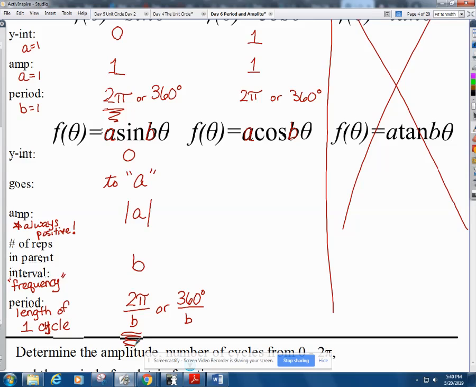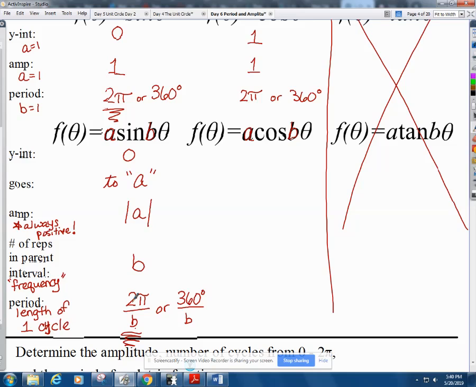So if you had a b value of 6, then in degrees, it's easy. 360 divided by 6 is 60 degrees. So each cycle would be 60 degrees, and you'd have 6 of them from 0 to 360. In terms of radians, it'd be 2 pi over 6, and that would simplify to pi over 3. So pi over 3, which is equivalent to 60 degrees.